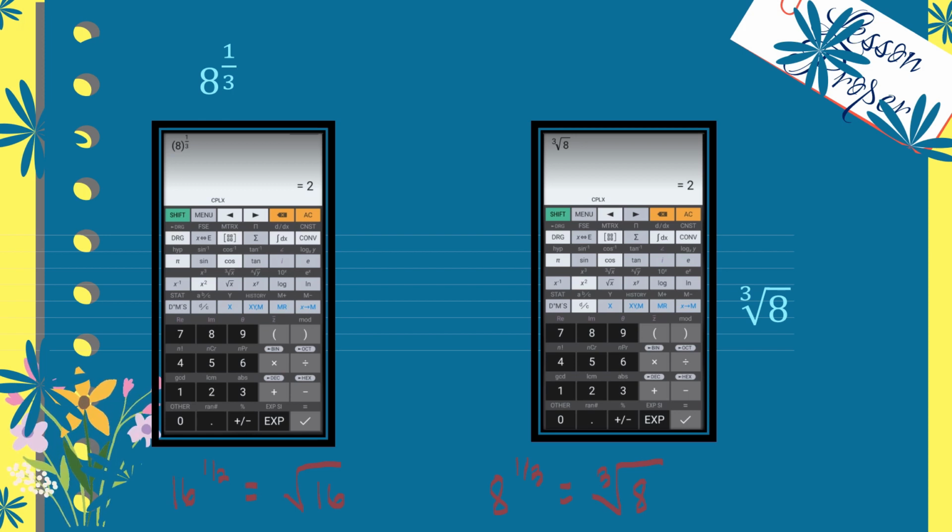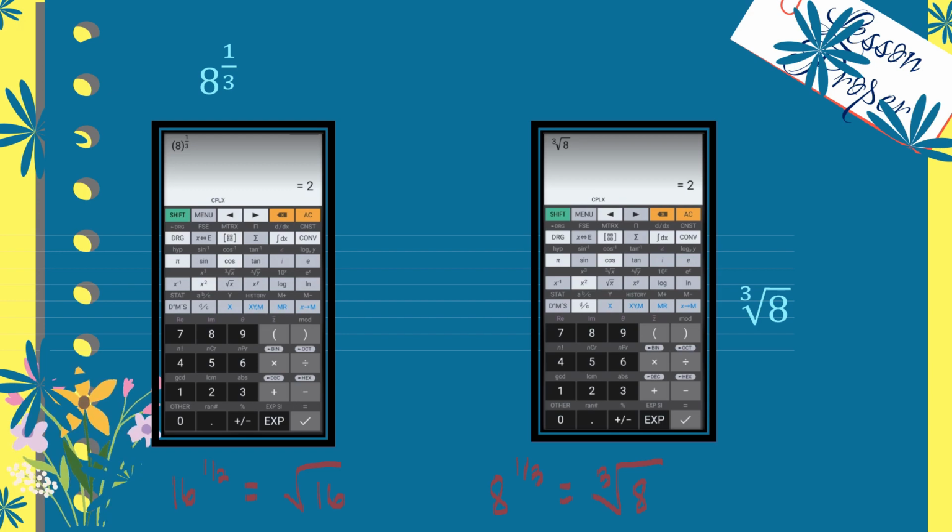Note that in this case, the denominator of the exponent is the same as the index of the radical. So the index is 3. In the given here, it's understood to be 2. So square root of 16, the index is 2. Cube root of 8, the index is 3. So note that the denominator of the exponent becomes the index in the radical form. 2 here is the square root in the radical form.